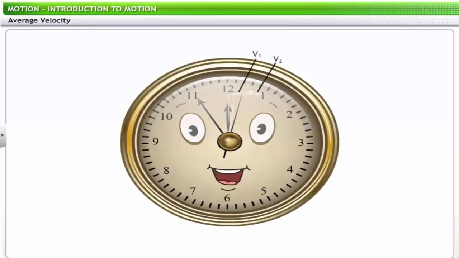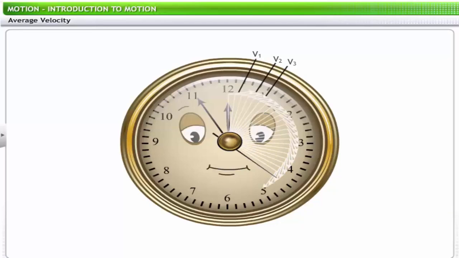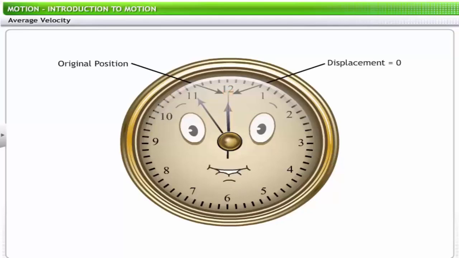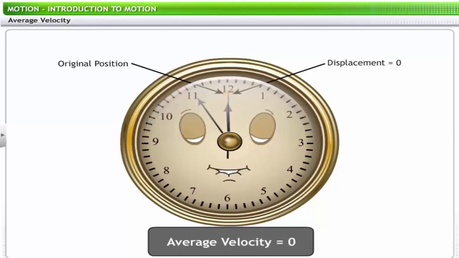Hi, can you make out the change in the velocity of my hands as they work round the clock to tell you the time? The tip of each hand moves with uniform speed but changes direction continuously as it moves in a circular path. Thus, if you consider the second's hand, its velocity actually changes each second. When the second's hand completes one full rotation in 1 minute, it comes back to its original position. At this point, its displacement becomes 0, and hence the average velocity also becomes 0.